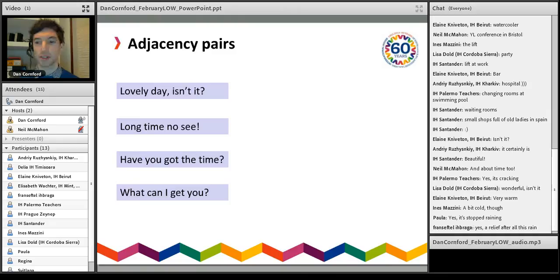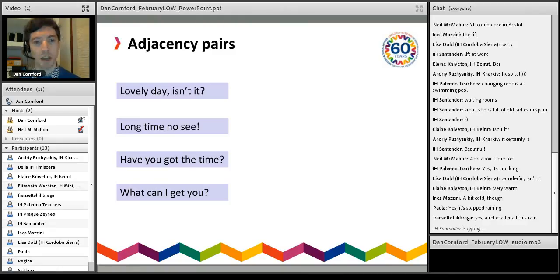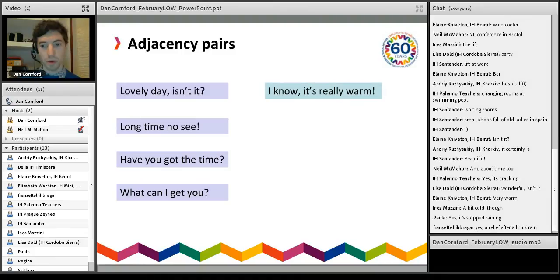Okay, I think Ines, you've got it spot on for Valladolid at the moment. Lovely day, still a bit cold. Very much looking forward to it warming up a little bit. Here's my idea. I know, it's really warm. Okay, what about the second one?